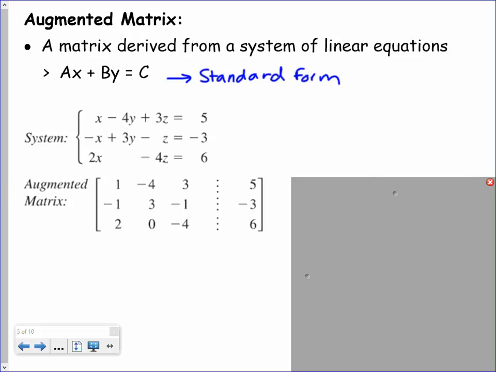Remember, that augmented matrix is derived from the linear system. Tell me, what's different about the matrix compared to the system? What changes?